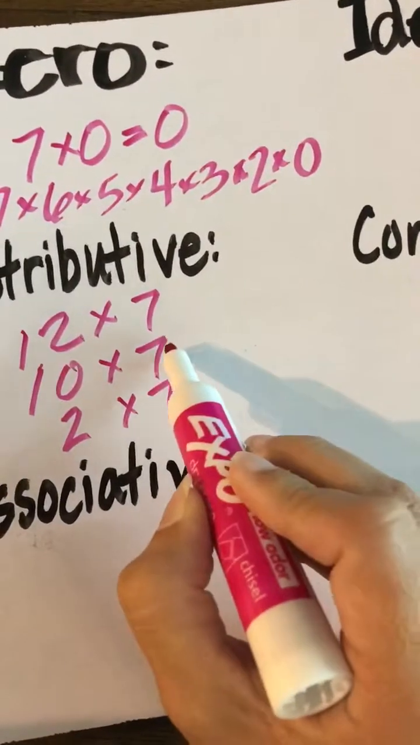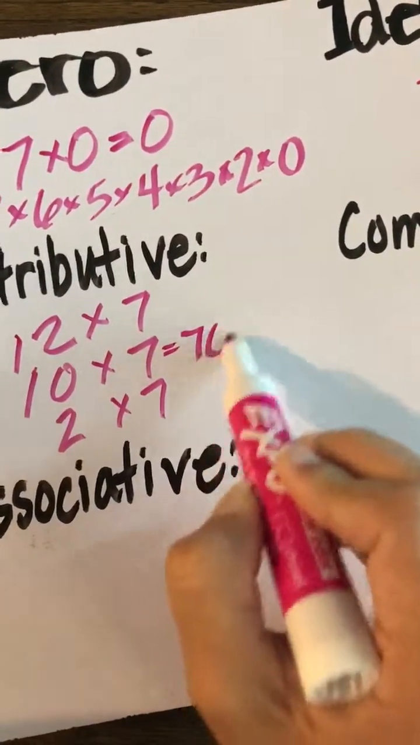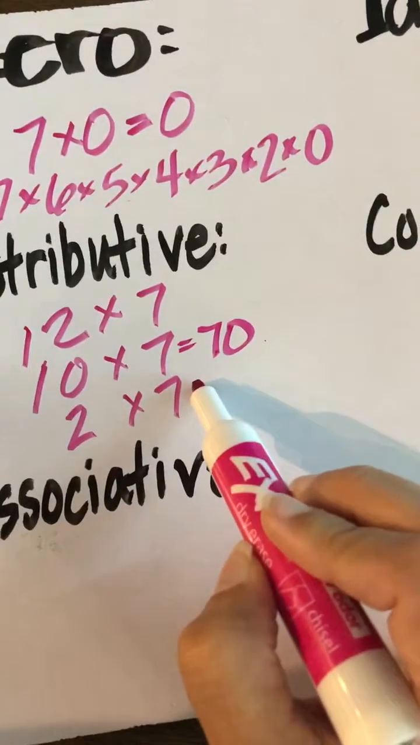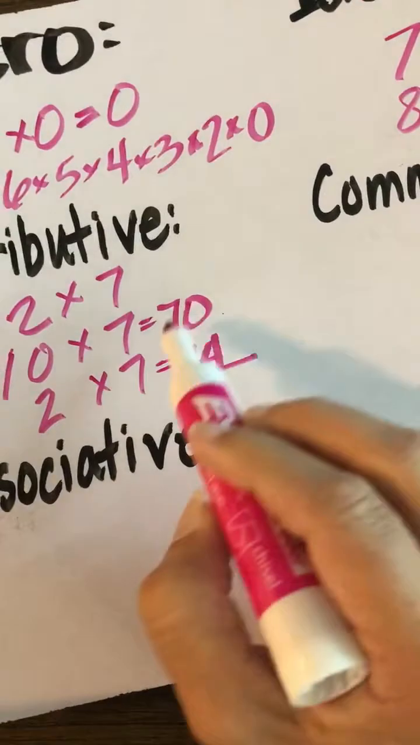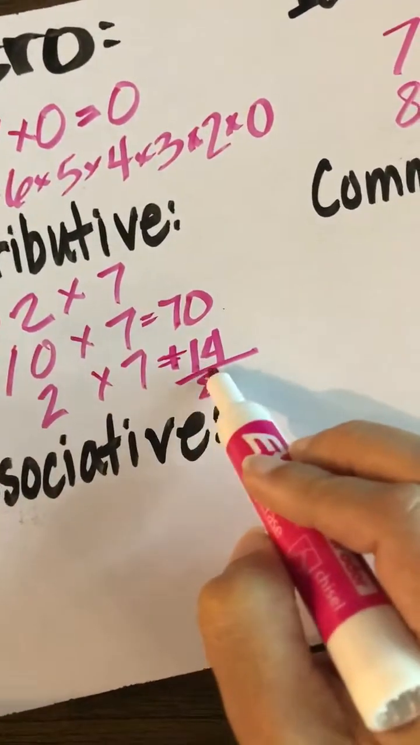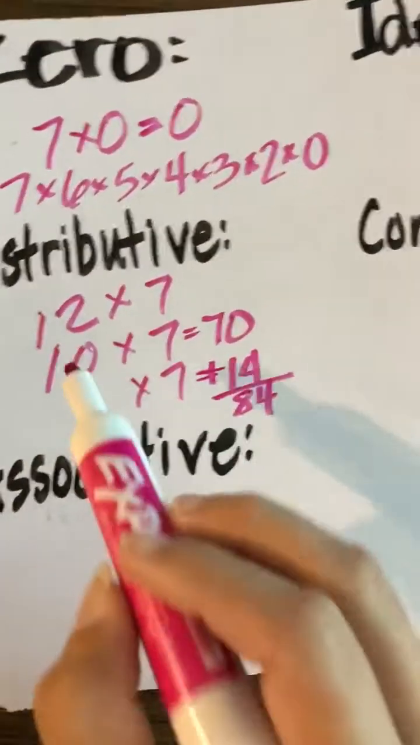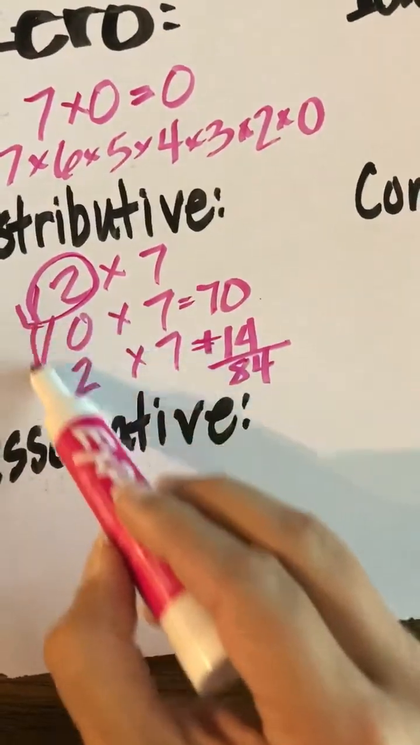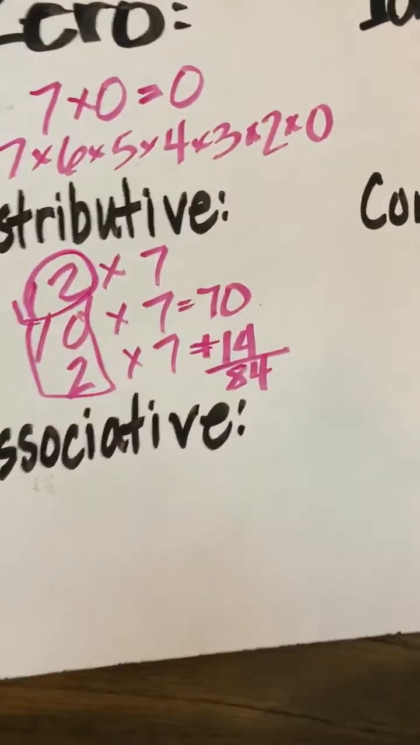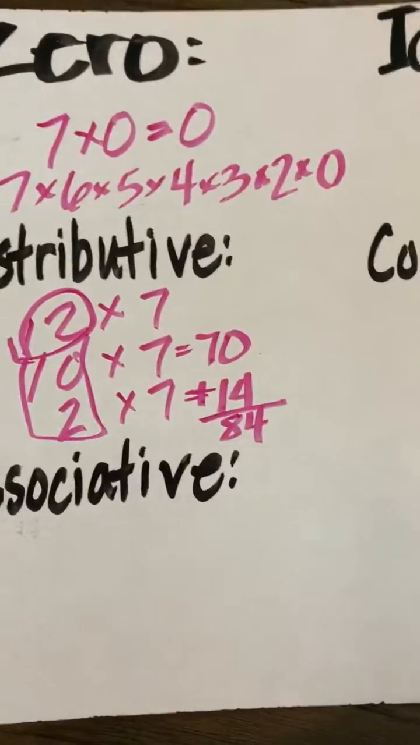So if I can do 10 times 7, which is really easy mental math, that's 70. And 2 times 7, which is really easy mental math, that's 14. Then I can put them back together here, and I get 84. What I did is I took that 12 and I distributed it. I broke it up. That was our break one factor down.